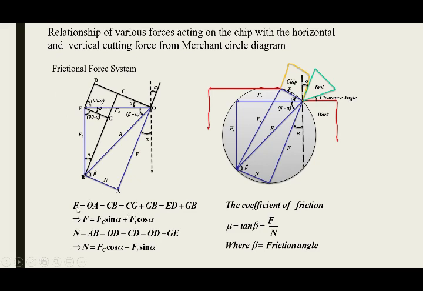So F is equal to OA, OA is equal to CB, CB is equal to CG plus GB, and CG is equal to ED. So OA becomes ED plus GB. Now what is the value of ED? Considering angle alpha, the value of ED will be Fc sin alpha.